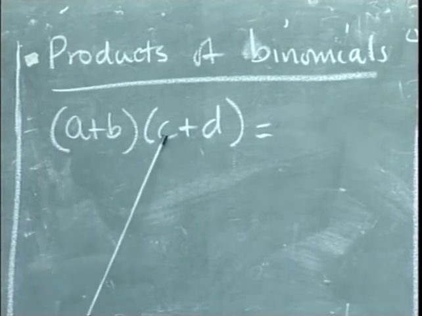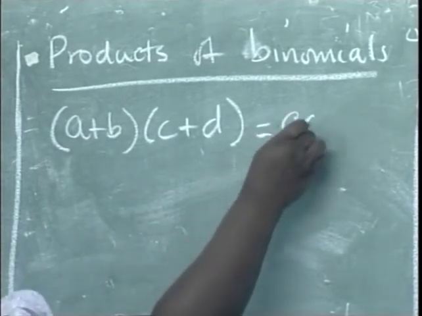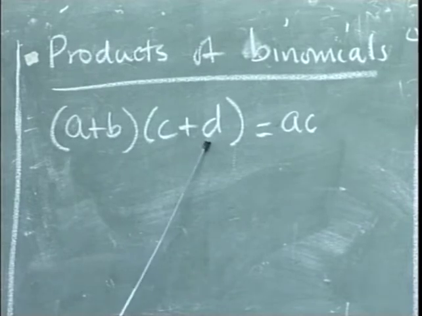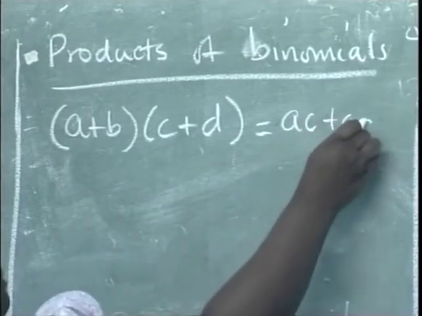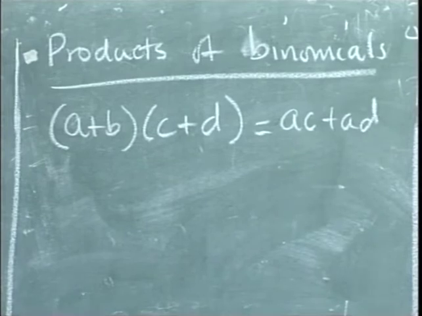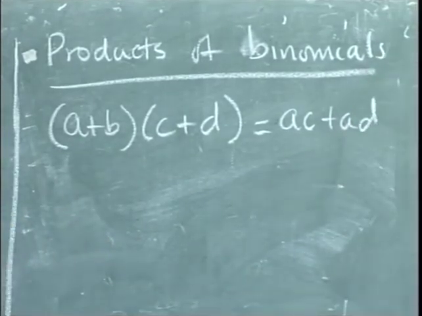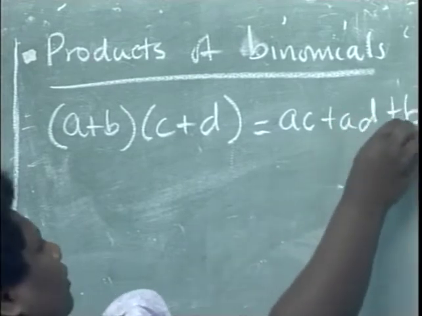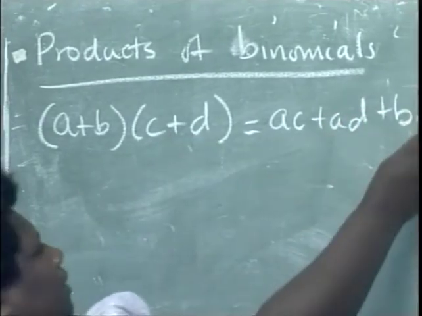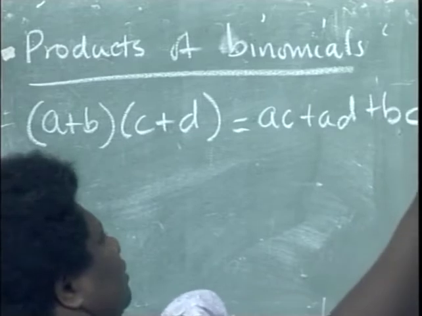So a times c is ac, a times d is ad, b times c is bc, and b times d is bd.